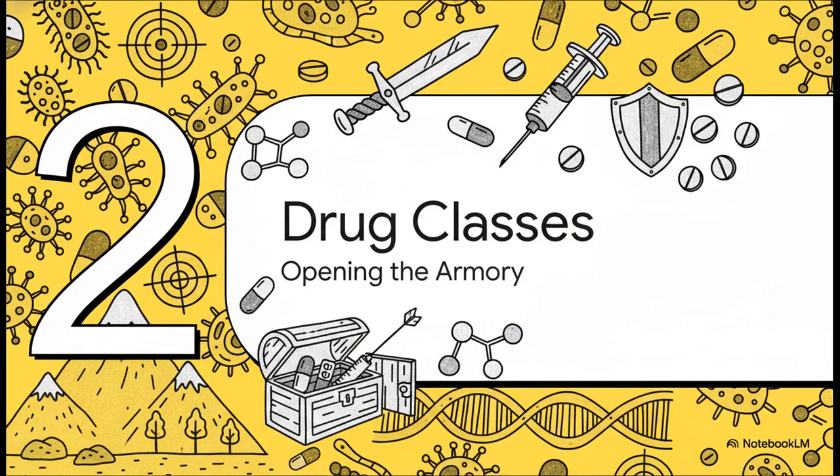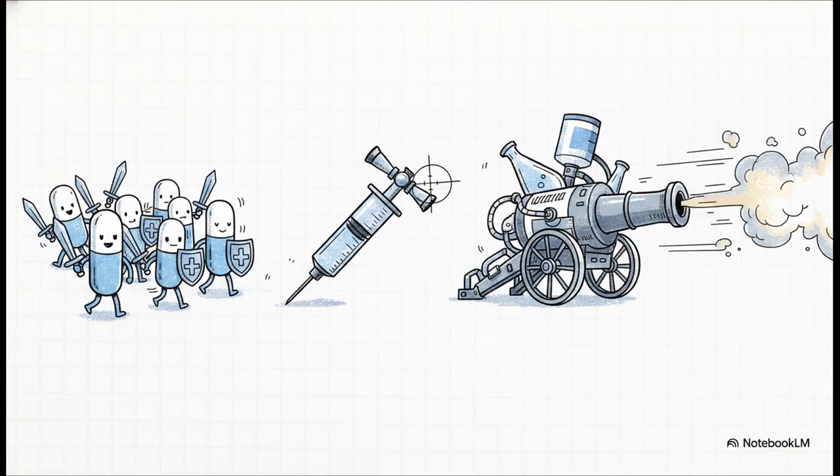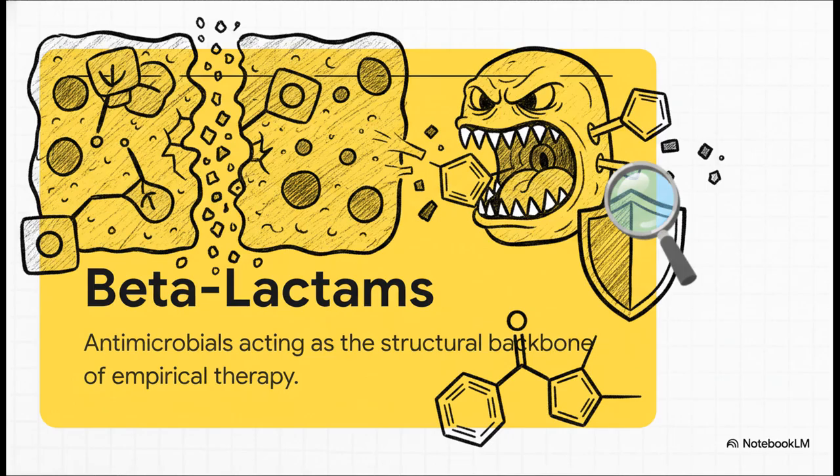Section 2, decoding the drug classes, opening the armory. Now that we know the enemy, let's open the armory. These drug classes represent our main tactical deployments. We range from broad-spectrum beta-lactams to highly targeted glycopeptides. Think of the beta-lactams as your infantry, reliable and widely used. Macrolides and fluoroquinolones, they're your specialized units, able to strike specific targets like those atypical bacteria we just talked about. And your aminoglycosides and glycopeptides, that is your heavy artillery, reserved for the most heavily fortified, resistant gram-negative and gram-positive threats.